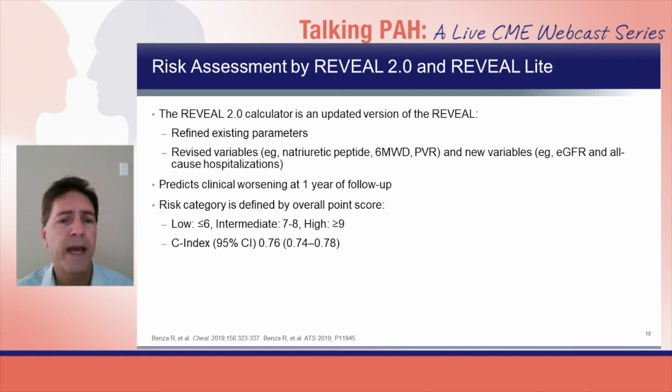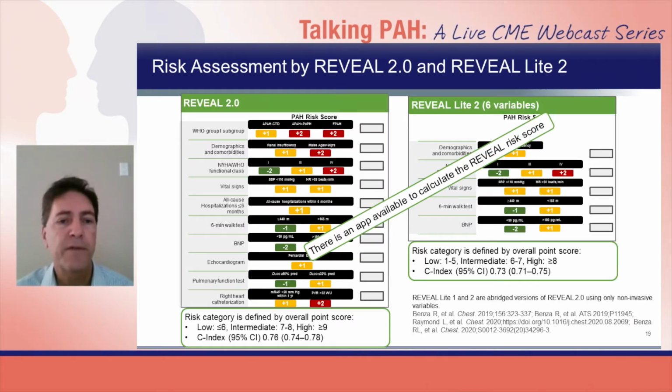And we know that the risk category is a point score system, so you're considered low risk if you have a score of 6 or less, intermediate if you're 7 or 8, and if your score is 9 or greater, then you have a high risk. And what you can see here on the left is that REVEAL 2.0 score, and then on the right, the Lite score. Again, the lighter one is meant to more easily integrate and facilitate more use in the clinic so that at least everybody can get on board and use the score.